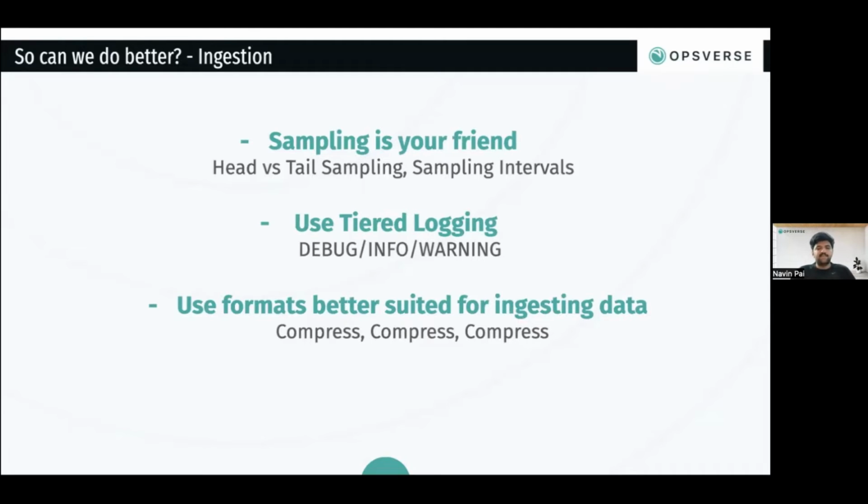Sampling intervals, at a simple level, right? If you're scraping your dev pods, for example, at a 15-second interval, increasing it to 30 seconds automatically reduces your metric usage by half, right? It basically reduces it by half. Same way for production as well.